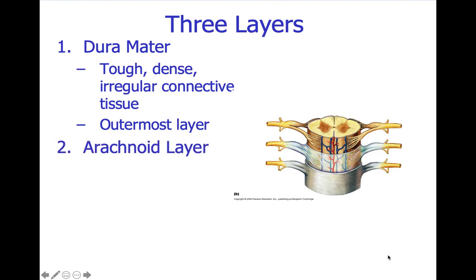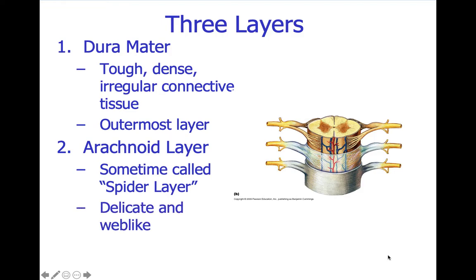Deep to that is the arachnoid layer. Arachnoid comes from what you think it's going to come from, arachnid, right? This is sometimes referred to as the spider layer. There's a couple of reasons why. We'll talk about the first here. We'll talk about the second when we talk about the arachnoid layer in the brain. I have another diagram specifically to the brain, and it kind of shows you another reason it's referred to as the spider layer. But one reason is that it's a very delicate layer, and it's web-like, like spider web-like.